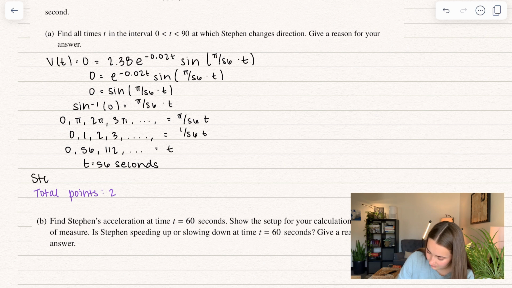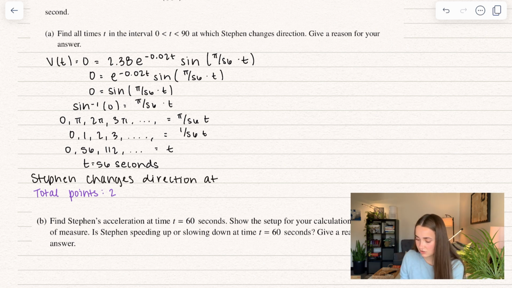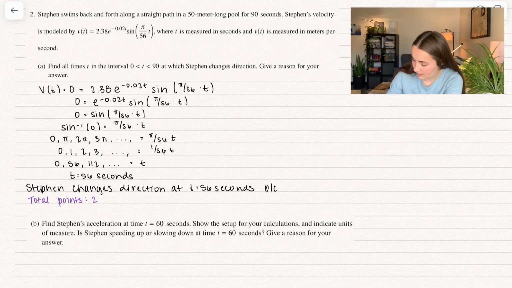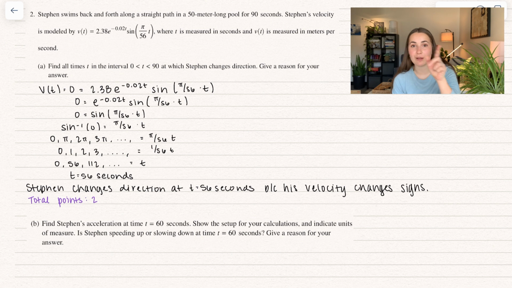So Stephen changes directions at t is equal to 56 seconds because his velocity changes signs, right? That's going to be where he's turning around, so it's going from positive to negative, right? So let's go ahead and talk about where the points are awarded. The first point is going to be where you consider v of t equal to 0 and you solve it down for t is equal to 56. You're not going to get a point for just writing t is equal to 56. You actually have to show your work. So it's going to be knowing that you're setting velocity equal to 0 and solving it.